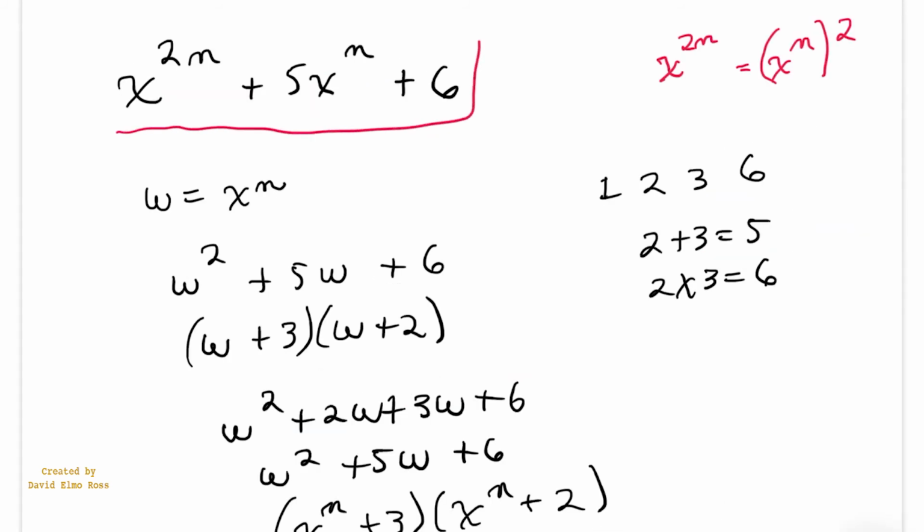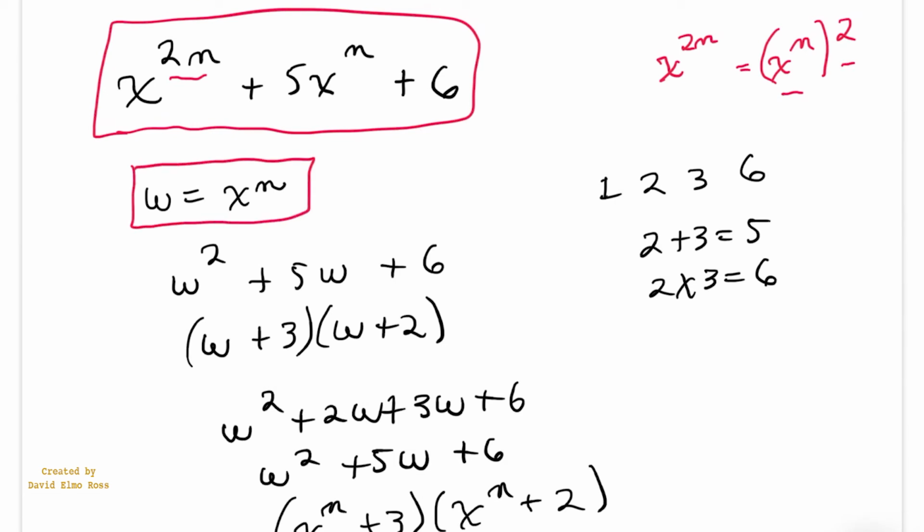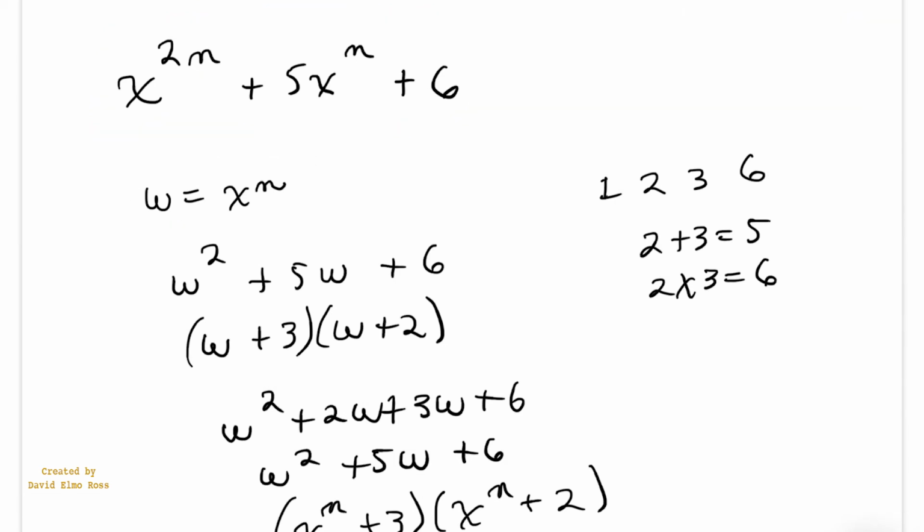Let's look and see how we would factor this expression. x to the 2n, if you recall, is x to the n squared. So let's let an intermediate variable, such as w, equal x to the n. Then this expression here will translate to w squared plus 5w plus 6.